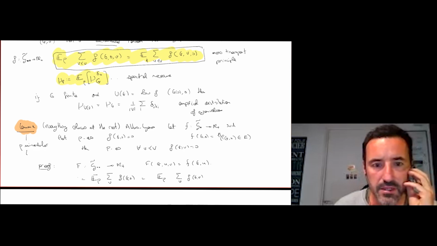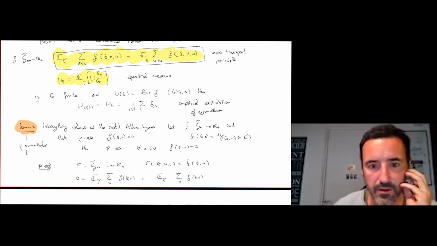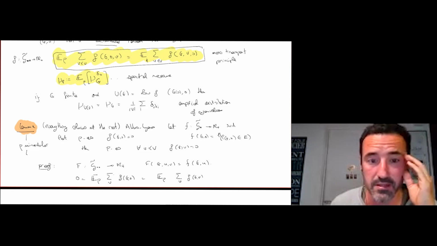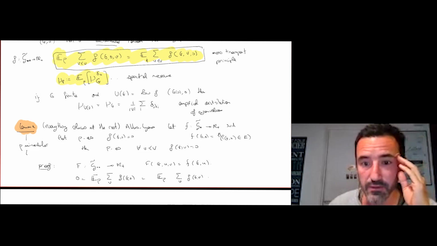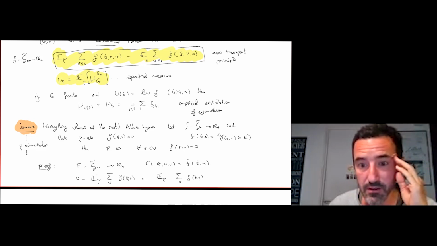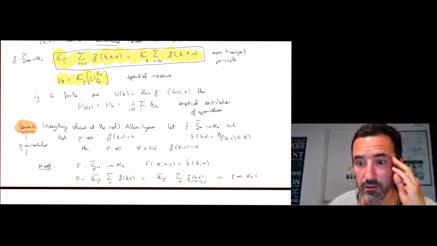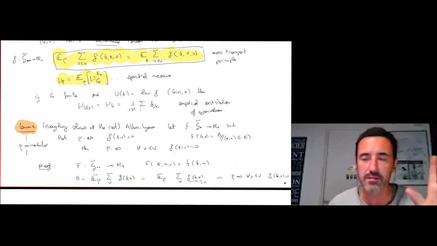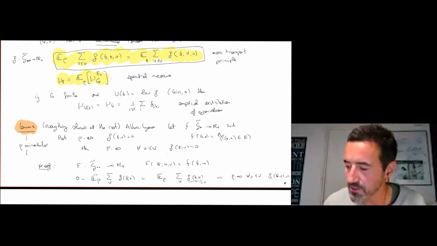But the assumption implies that this is 0, because this is almost surely 0, and you sum a countable number of times 0, so it's 0. And so this is 0. Since all these terms are non-negative, it implies that almost surely, for all v in V, f of (G, v) is 0. Okay? So the proof is one line, but it illustrates this unimodularity and how you use it in practice.